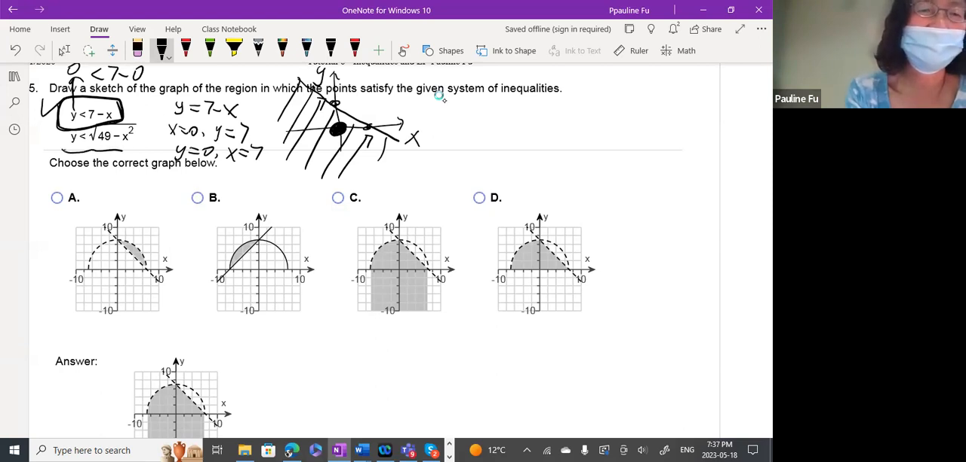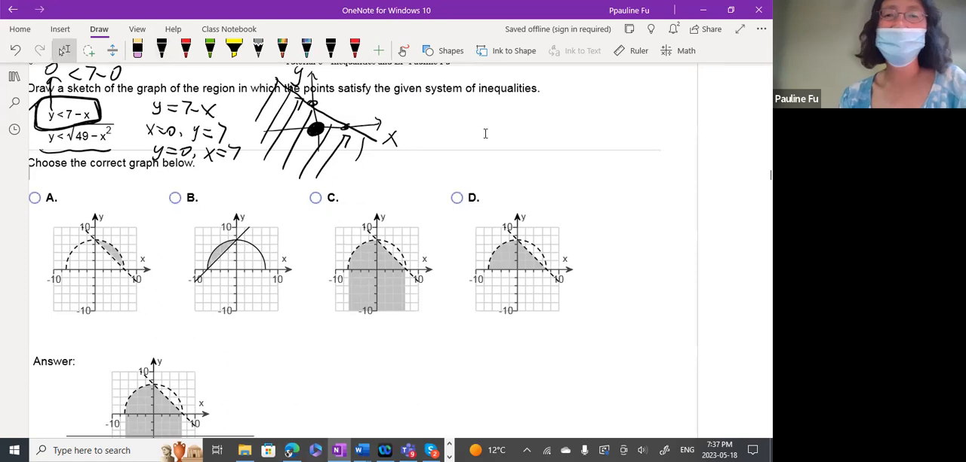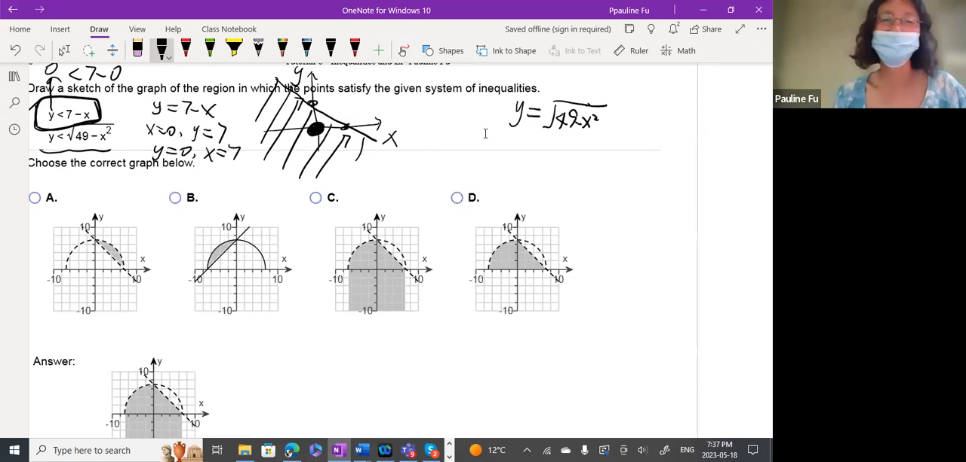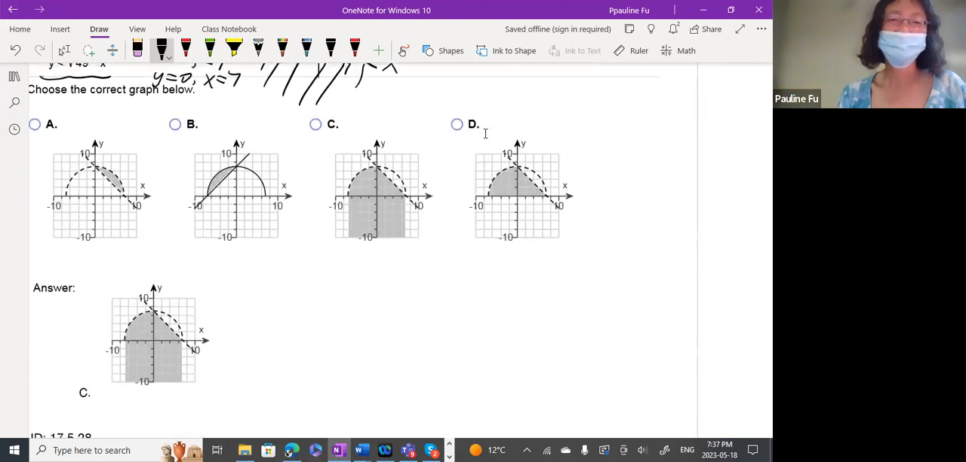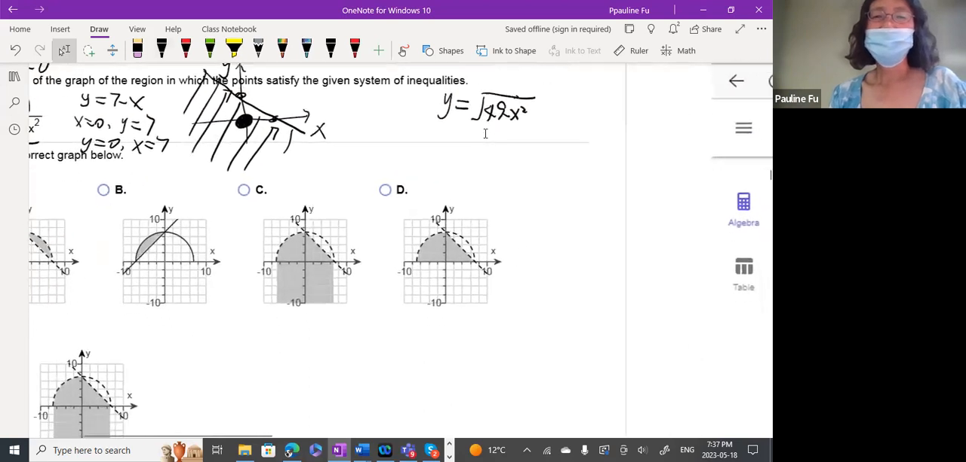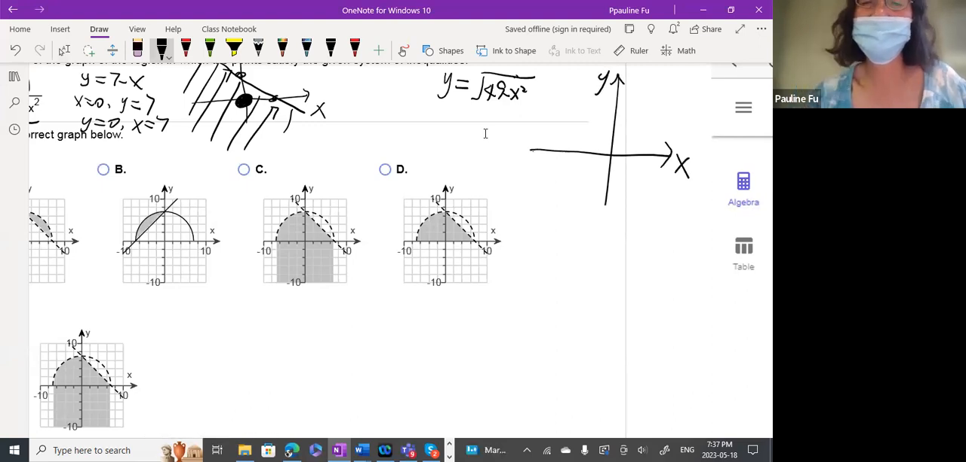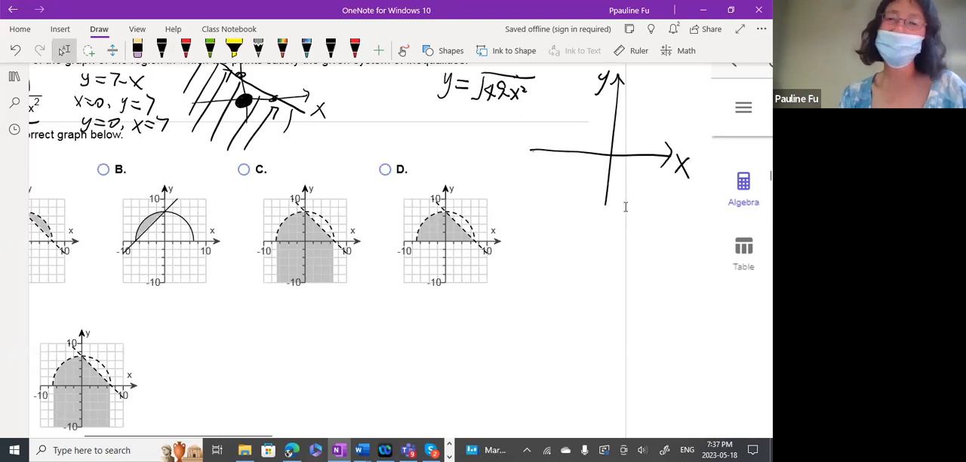let's draw this line, y smaller than square root of 49 minus x squared. Okay. And you can just find some points. So next, we draw down the equation first, y equal to square root of 49 minus x squared. Okay. All right, so how do I draw this? You make xy coordinates. You pick some points, pick some positive x, negative x, and then you find y.